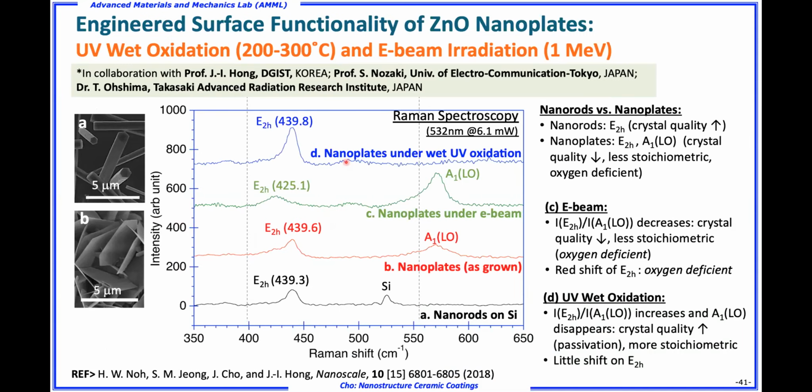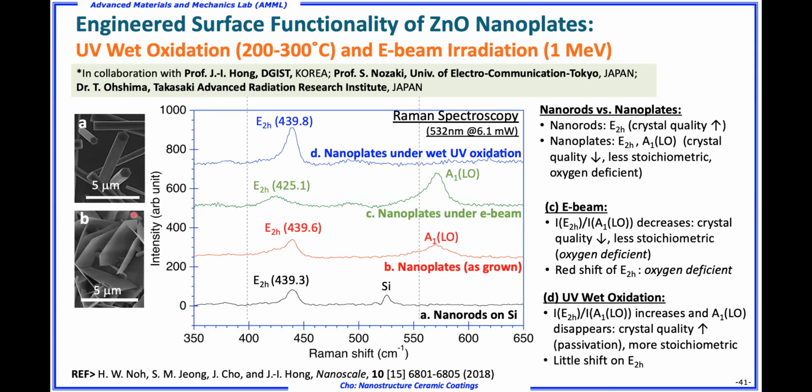And this is the last example. We can do some surface modification to further improve some properties, such as photocatalytic property and others. In this example, we use a zinc oxide nanoplate. This is in collaboration with Professor Jung-il Hong's group at DGIST, and also working with Professor Nozaki and Professor Dr. Oshima from Japan.